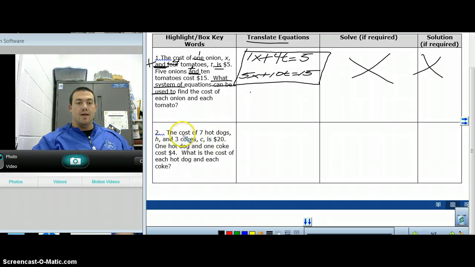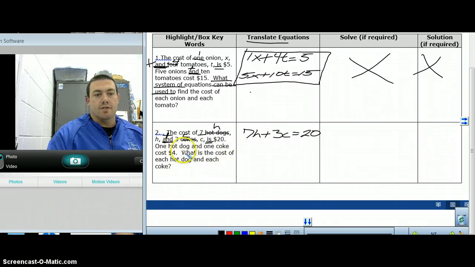We're going to do the same thing. I have a similar type of problem. So 7 hot dogs, and it says to use H for hot dogs, so H is going to go right there. 3 Cokes, it says to use C for Cokes. There's that "and" word again. That "and" word is going to be my plus sign. Okay, and then we have our equals word. That needs to be there. So let's write this equation. We have 7H plus 3C equals 20. That's 7 hot dogs plus 3 Cokes equals $20.